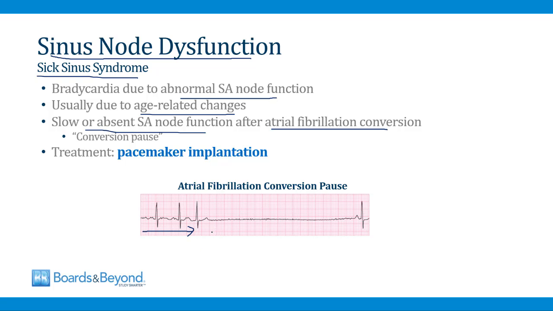What's happened here is this patient has spontaneously converted to sinus rhythm, but because their sinus node is sick, it takes a long time before the first P wave occurs. This is called a conversion pause because it's a pause that occurs at the conversion of atrial fibrillation to sinus rhythm. And if this pause is long enough, it can cause patients to faint. So many patients with AFib faint when they convert from AFib to sinus rhythm, and that's because they have sinus node dysfunction. And these pauses are called conversion pauses.